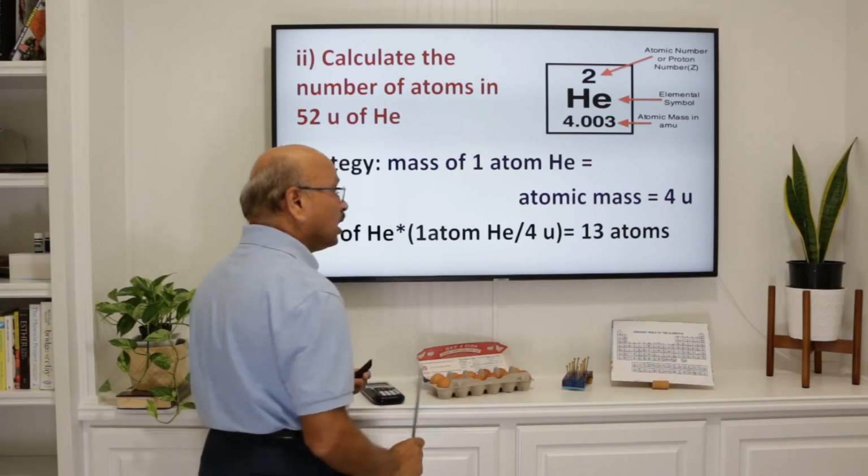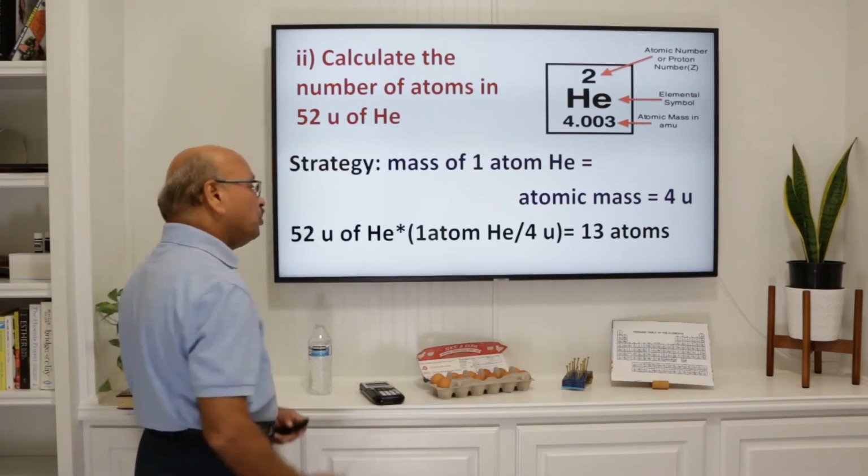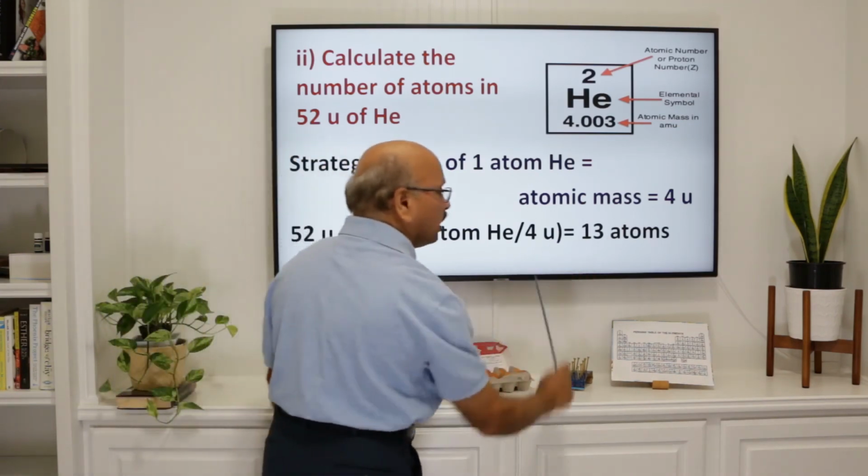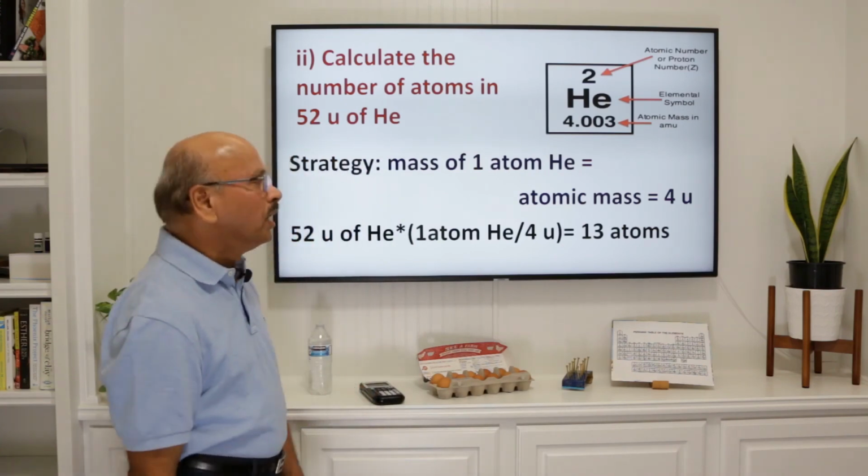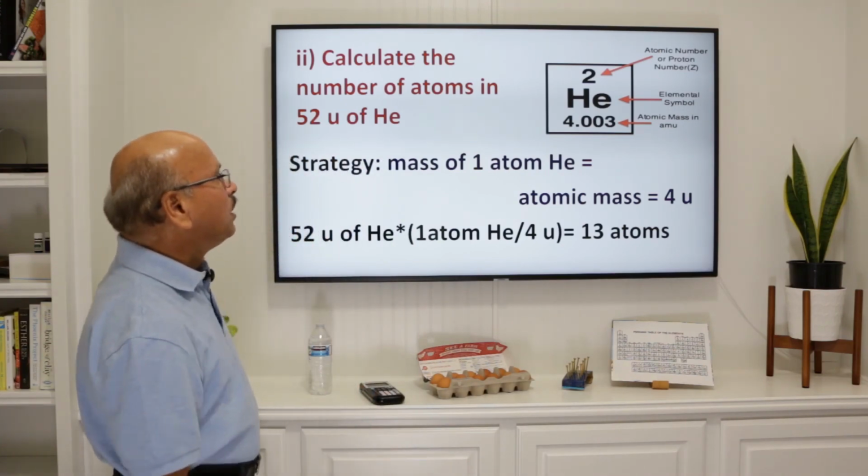4U comes at the bottom, and from the 52U, you're going to get what? 13 atoms. So pretty easy. You can easily do that.